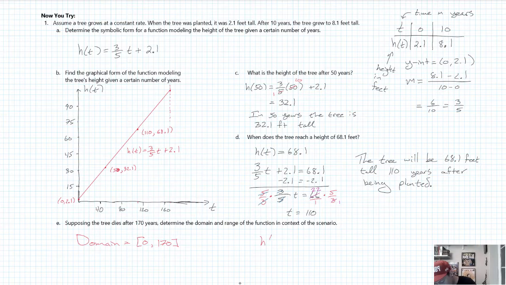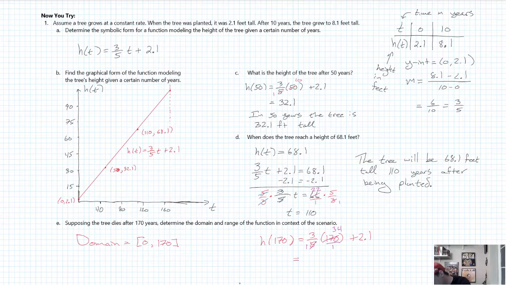So let's go ahead and say, what is h of 170? I'll plug 170 in here, 3/5 times 170, and we'll add 2.1 to that. So let's see, 5 into 170. 5 goes into 120 times, and then up to 150 would be another 10, so that's 30 to get to 150, and then 4 more to get to 170. So that comes to 34.